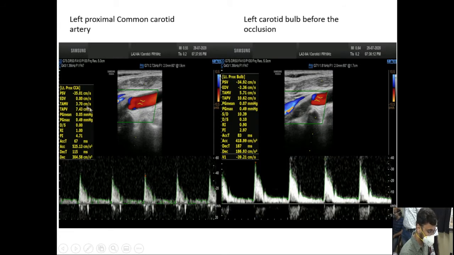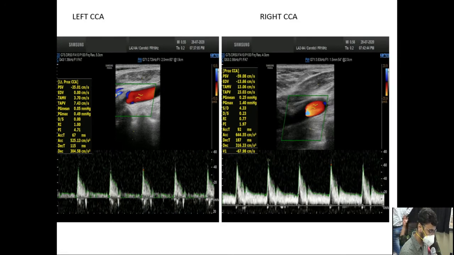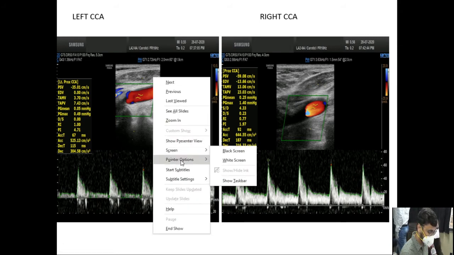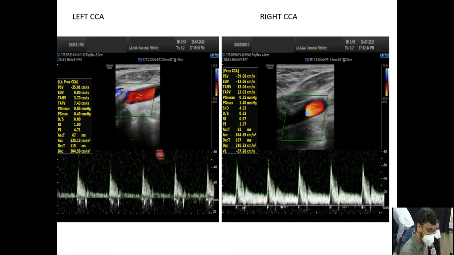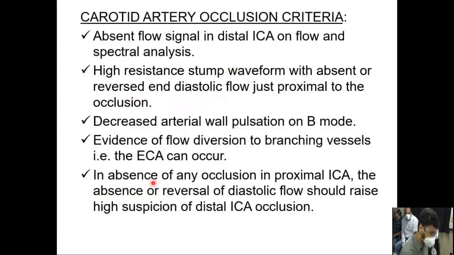So proximal to the occlusion, this was the proximal common carotid artery, while this was at the bulb of the common carotid artery, in which we can see the PSV, the peak systolic velocity, was decreased proximal to the occlusion, and also the diastolic flow was reduced, which was suggestive of stump flow proximal to the occlusion. If we compare the left common carotid artery with the right common carotid artery, we can clearly see that the peak systolic velocity and the diastolic flow in the left common carotid is decreased, which was proximal to the occlusion.